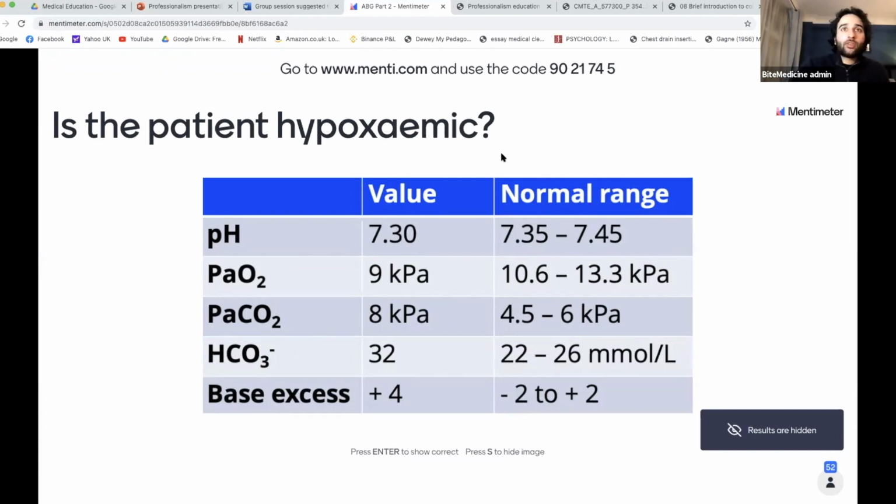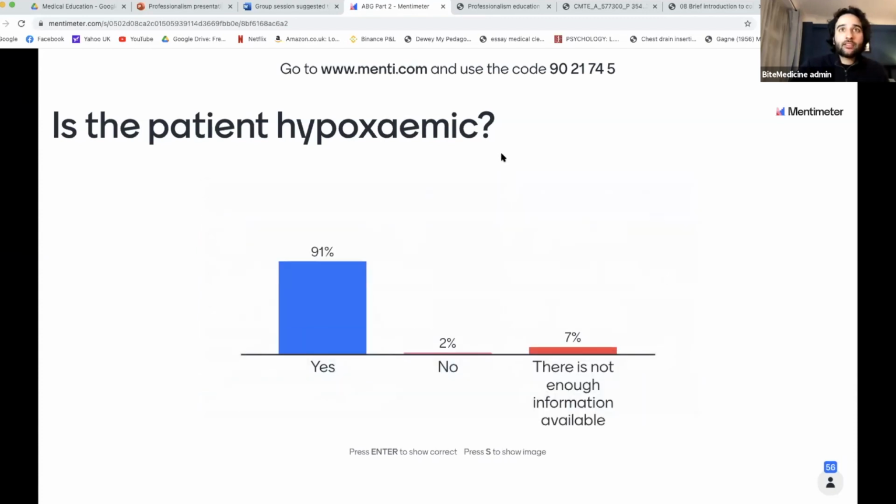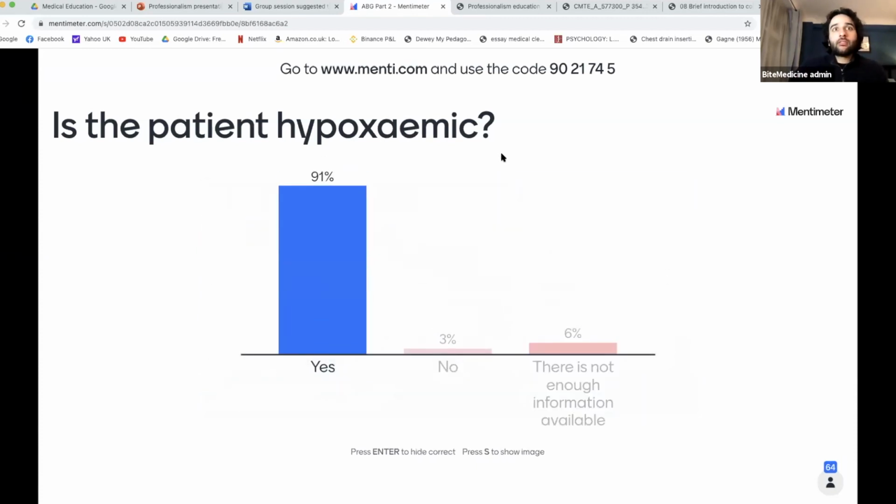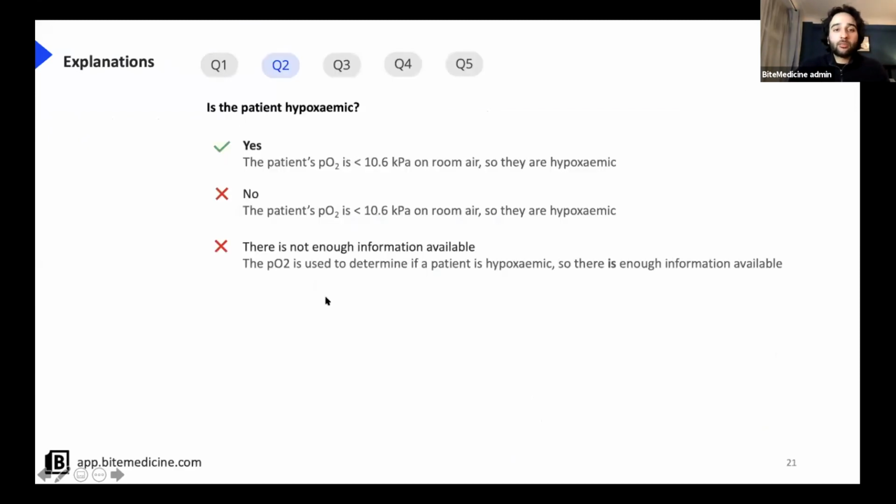Good. So hopefully you've all had a chance to look at that. Indeed, he is hypoxemic. His PaO2 is 9 on room air, which, by definition is less than 10.6. So he is hypoxemic, I would agree. And we certainly do have enough information because we've got the PaO2. Good. So that is PaO2 we've talked about, and hopefully that is something that you've all understood.